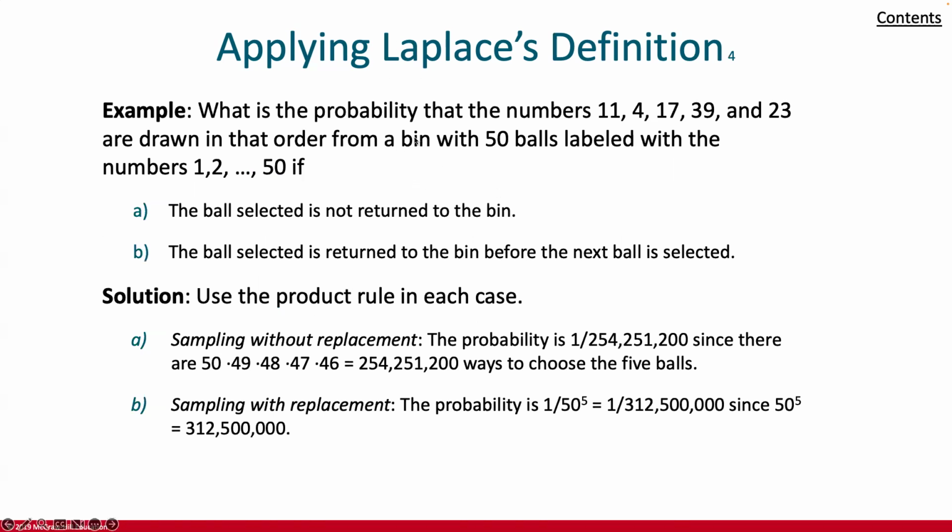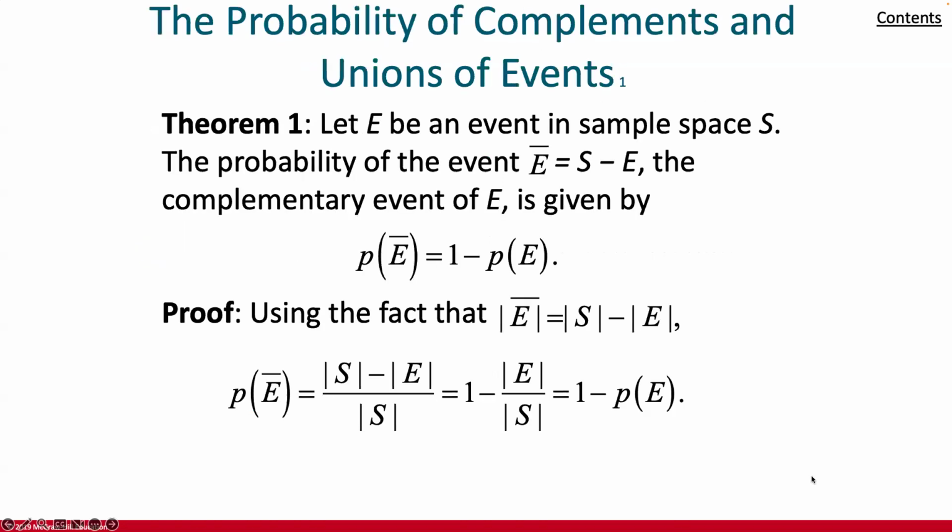So we have some other examples. What is the probability that the numbers 11, 4, 17, 39, 23 are drawn in order from a bin of 50 balls? Once again, we can see some things are fairly small in terms of those numbers, and you can walk through that here just to get a sense of that.